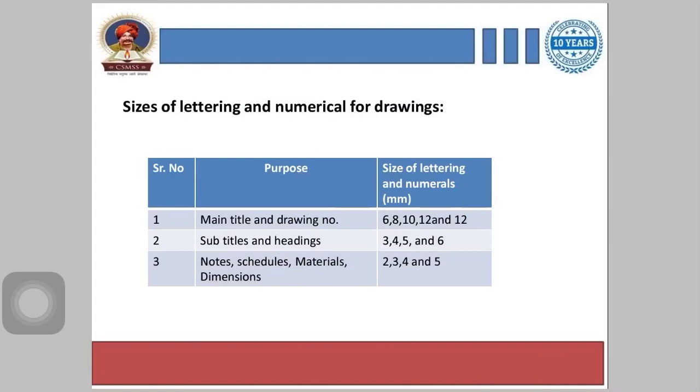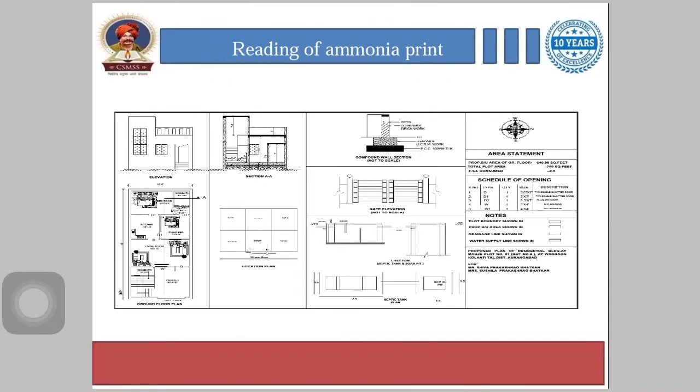The size of lettering for main title and drawing number is 6, 8, 10, 12 mm, and for subtitles and headings the size is 3, 4, 5 and 6. Then for notes, schedules and materials dimensions, the sizes are 2, 3, 4 and 5 mm.